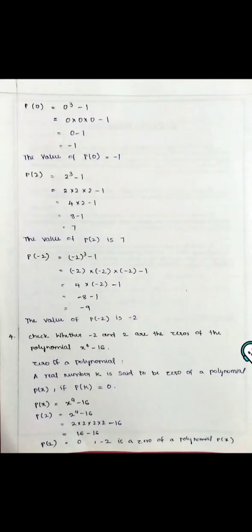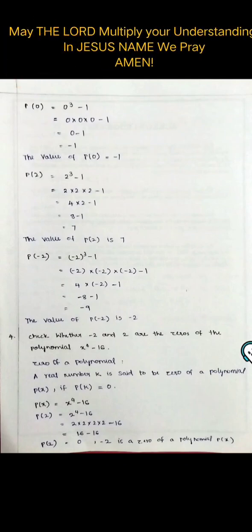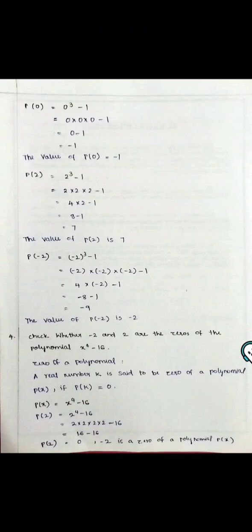p of 0 is equal to 0 cube minus 1. What is 0 cube? 0, minus 1. The value of p of 0 is minus 1. p of 2. If we replace t in t cube minus 1 with 2, we get 2 cube minus 1, 2 into 2 into 2 minus 1. That means 4 into 2 minus 1, 8 minus 1, which is 7. We'll go step by step because we might get confused if we don't do this.